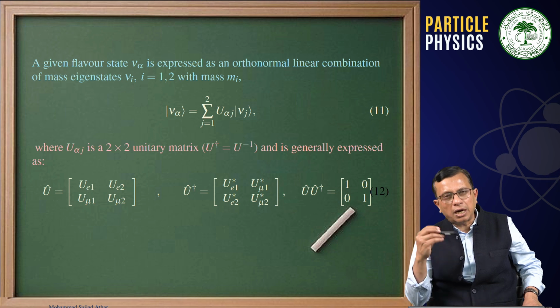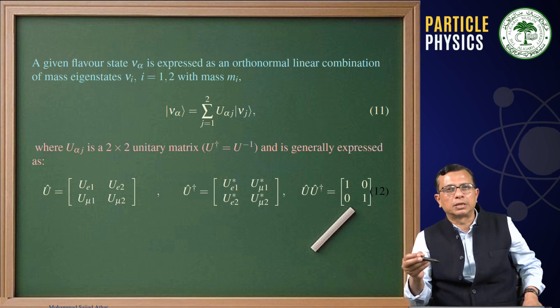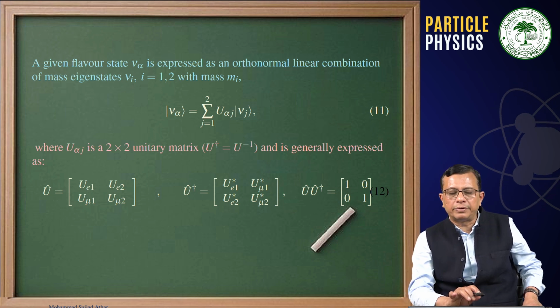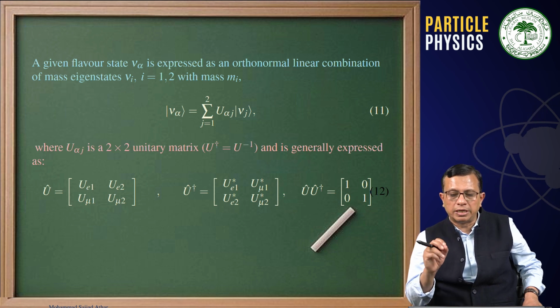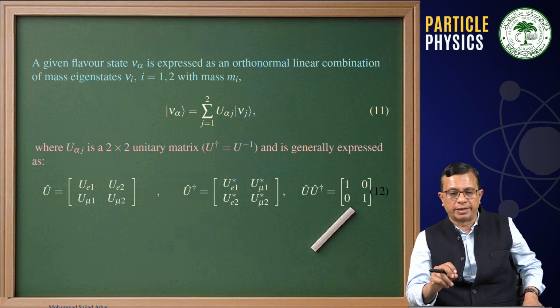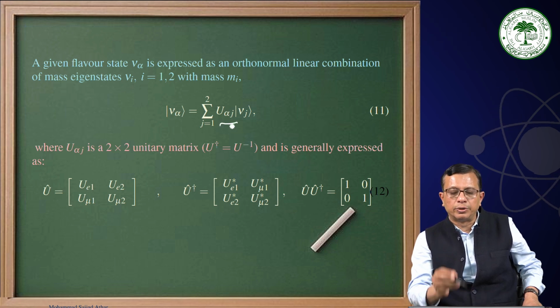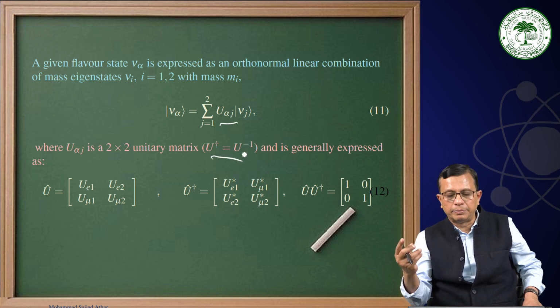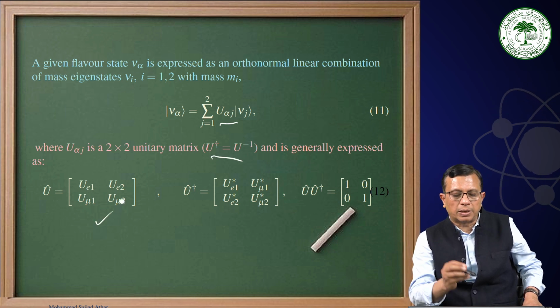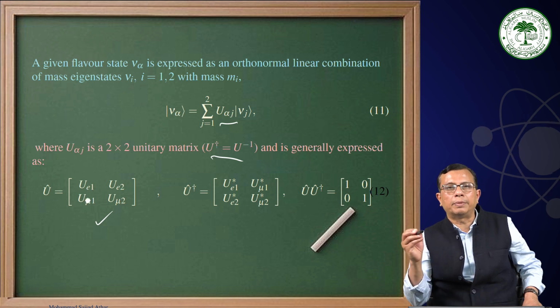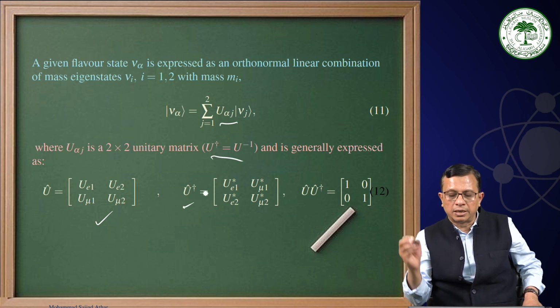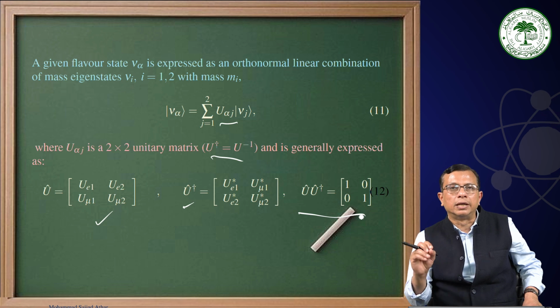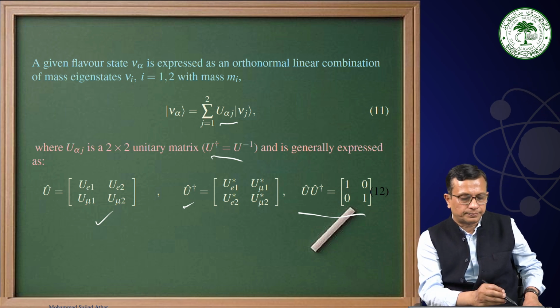Therefore, let us start with the two flavor neutrino oscillation case, and that is why we are saying that a given flavor state is expressed as an orthonormal linear combination of mass eigenstates nu1 and nu2, and this is the unitary matrix. Unitary matrix means that U dagger will be equal to U inverse, and these are the elements of the unitary matrix, and this is my U dagger, such that U dagger U gives us unity.